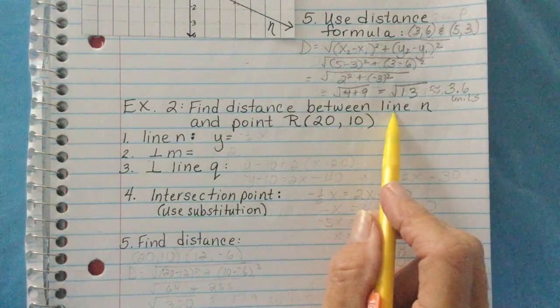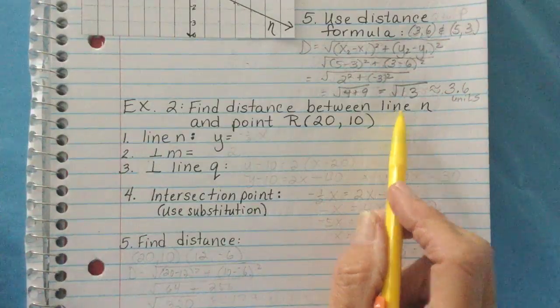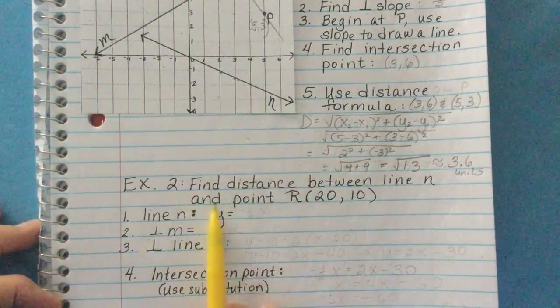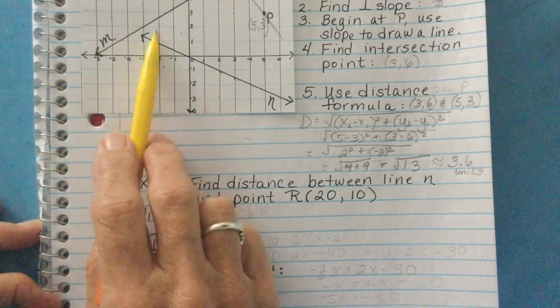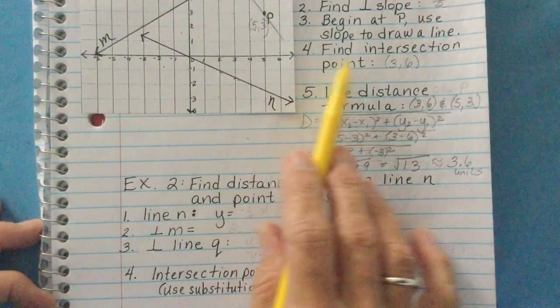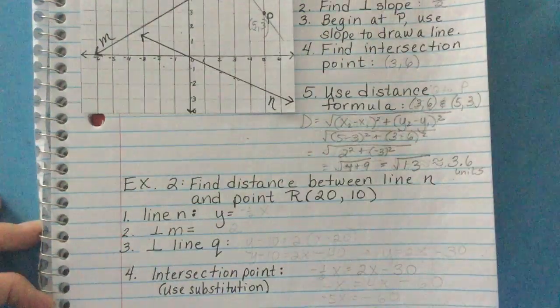I have a line N, and it's right here on the graph. Sorry, let me move it down so you can see it. And I'm going to find the distance between this line and point R, which is really far away. Point R is at (20, 10) up here somewhere.